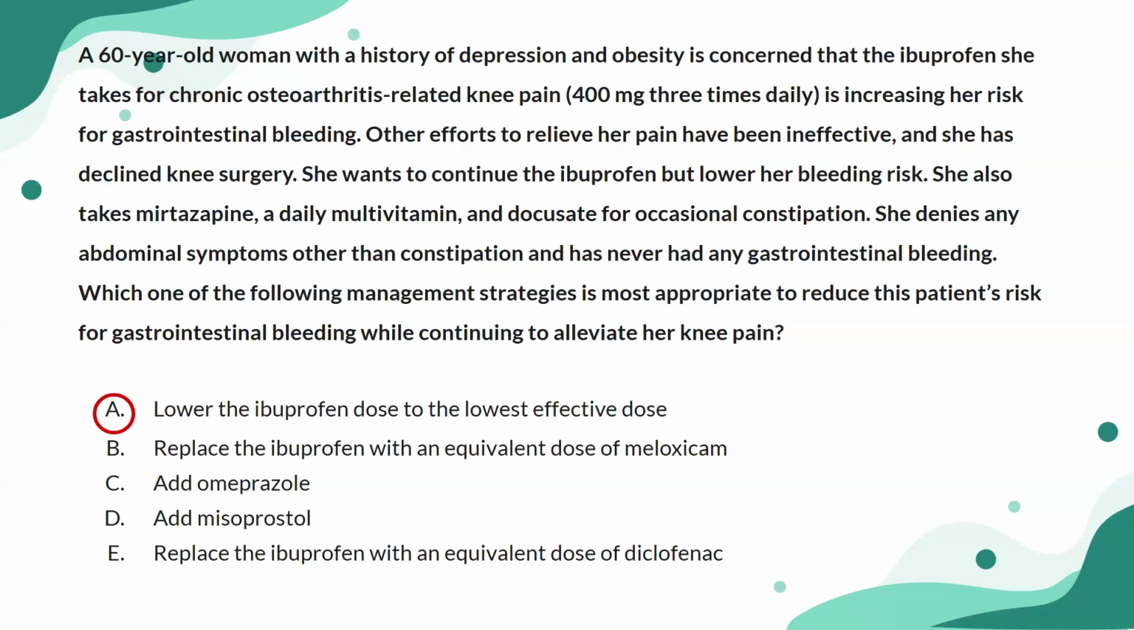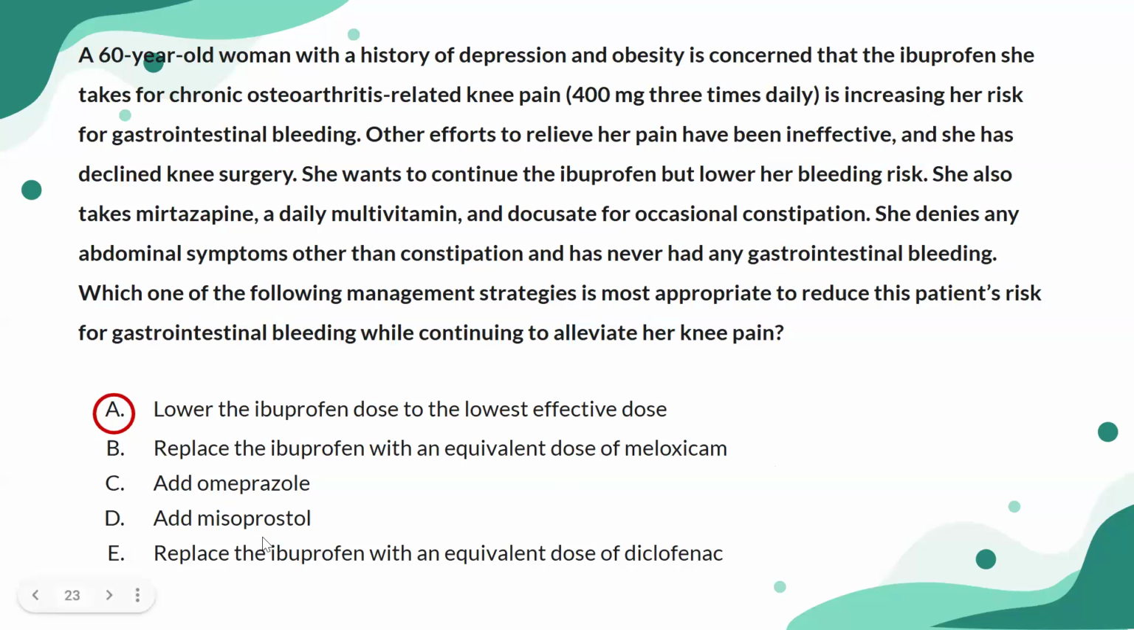What else? Replace the ibuprofen with an equivalent dose of meloxicam or an equivalent dose of diclofenac. The thing with that is diclofenac and meloxicam are still NSAIDs, right? Meloxicam specifically is more COX-2 specific than it is COX-1. So while it's not the worst, you still would have a very high risk of GI bleeding. So we're not thinking of those options either. And they do talk about equivalent dose. We don't want an equivalent dose. We want it to be lower, right? And yeah, that's pretty much it.